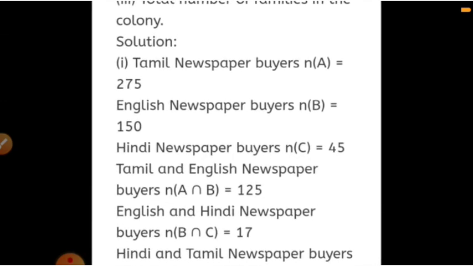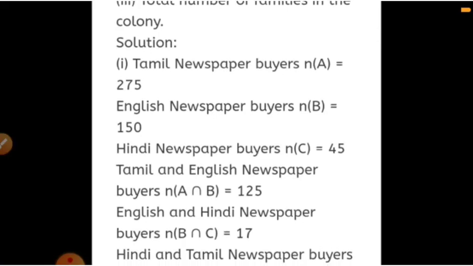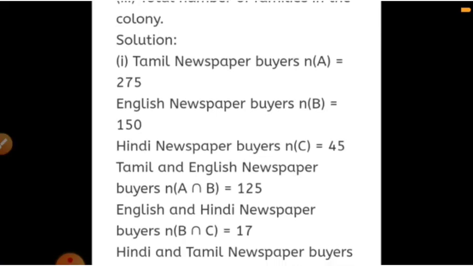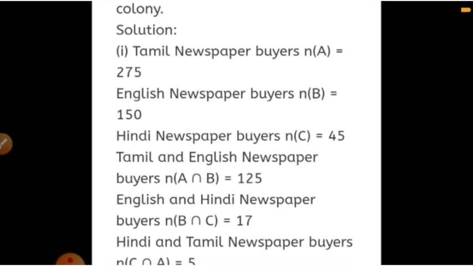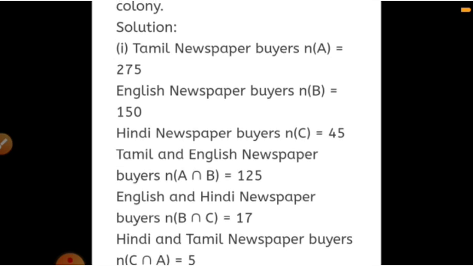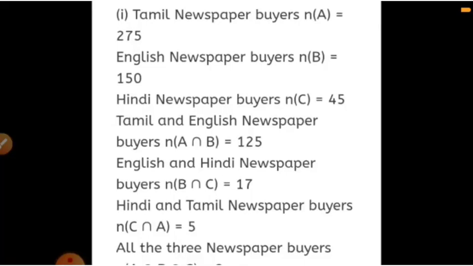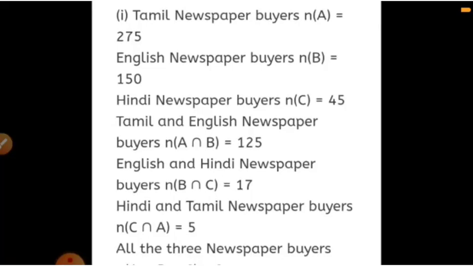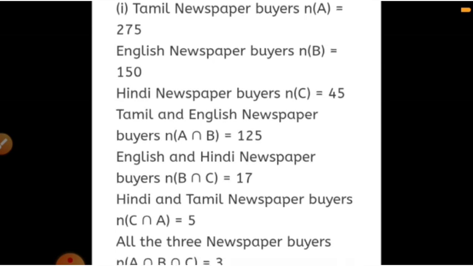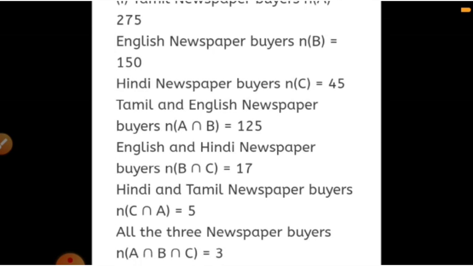First one. Tamil newspaper buyers: n(A) = 275. English newspaper buyers: n(B) = 150. Hindi newspaper buyers: n(C) = 45.